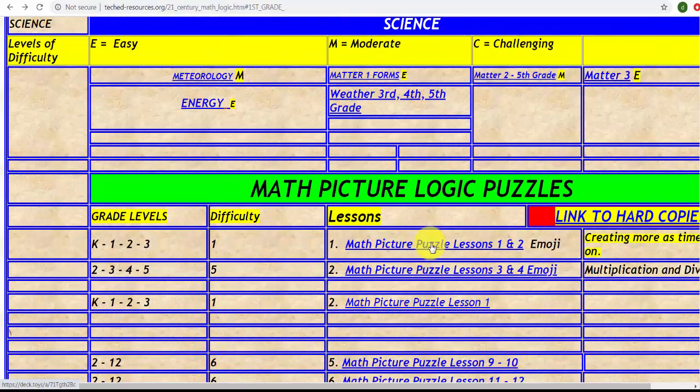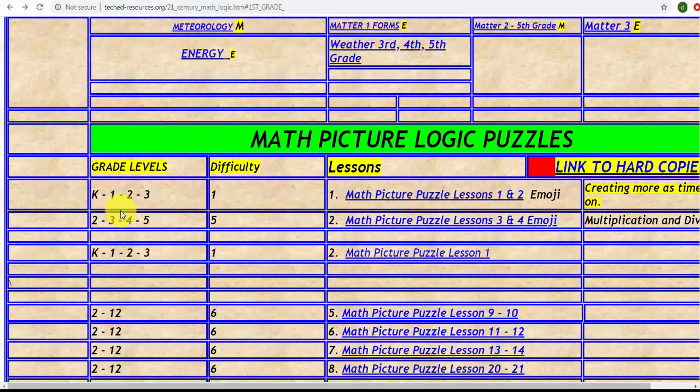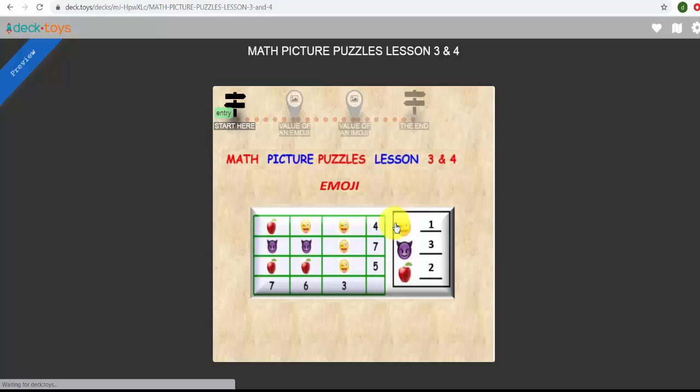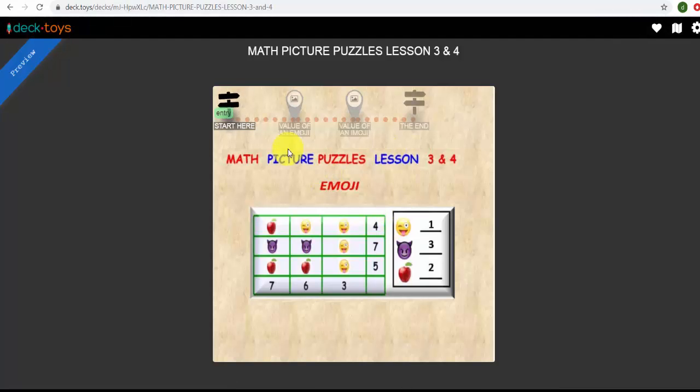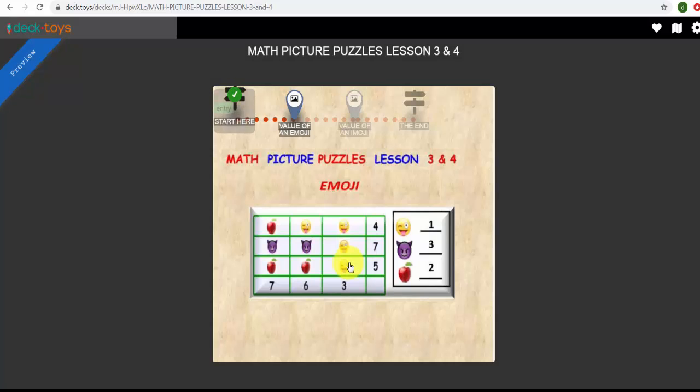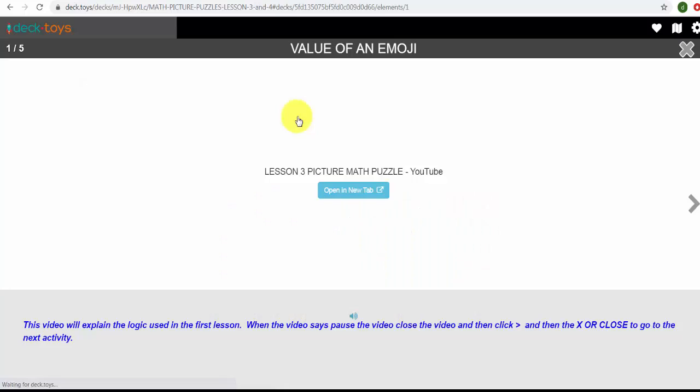Science, you have the same thing. Math, picture puzzles is very good. Now, over here we have the grade levels and the level of difficulty. Okay? Let's click on this one. The level of difficulty. Okay, we'll start here with bugs, the value of an emoji. Okay, open in a new tab.